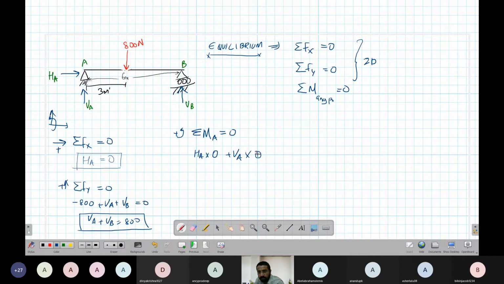The distance is again 0. That is why I took this point, because these two forces are passing through this point. Okay. Now there is a VB and there is a distance of 6 meters. So VB into 6 meters, it is rotating in anti-clockwise direction.